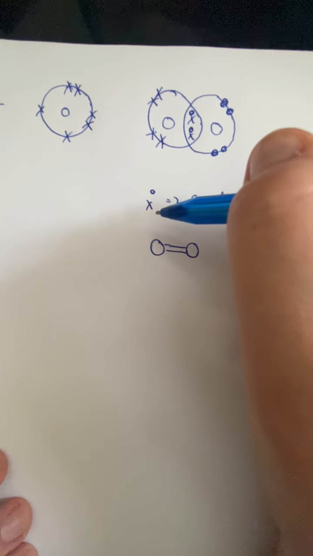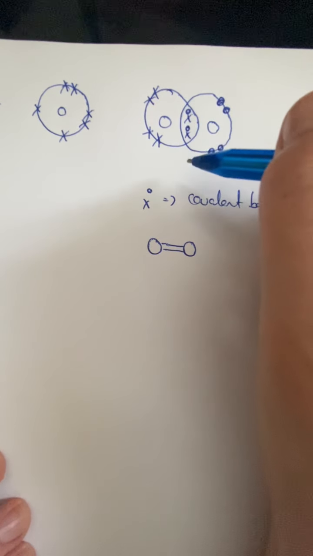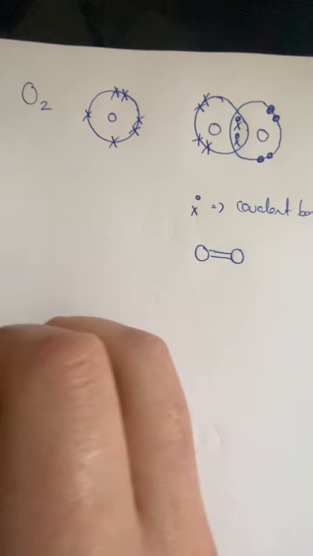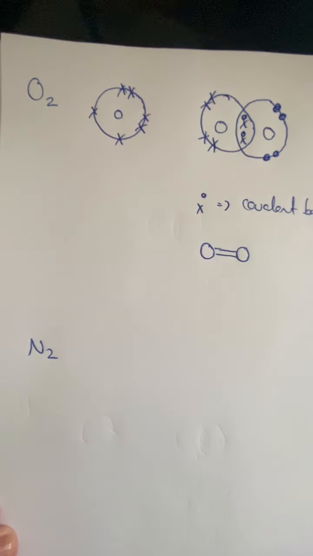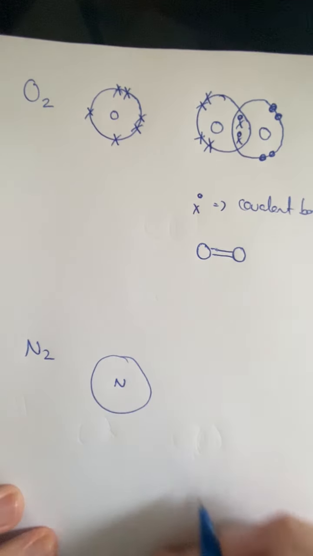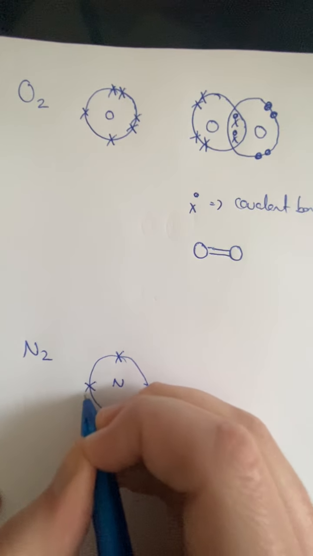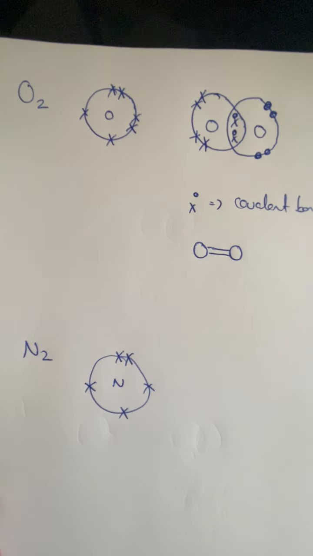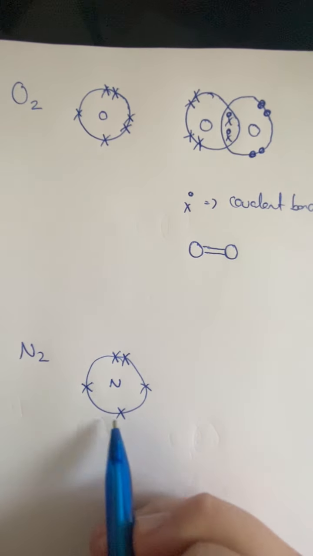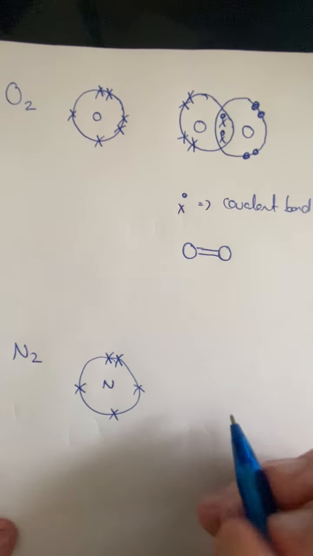Okay, so every time you see dot and cross, and it's in the shared part, that's 1 bond. If you see it twice, 2 bonds. If you see it 3 times, that's 3 bonds. So for example, if you want to see a triple bond, you would have N2, nitrogen. Now, nitrogen has 5 outer electrons, 1, 2, 3, 4, and 5. So we have 3 unpaired electrons here.